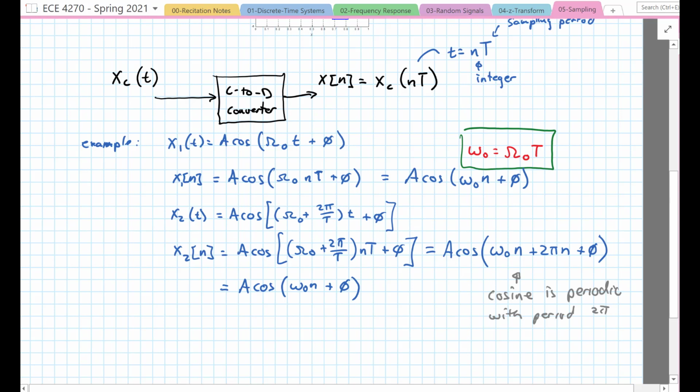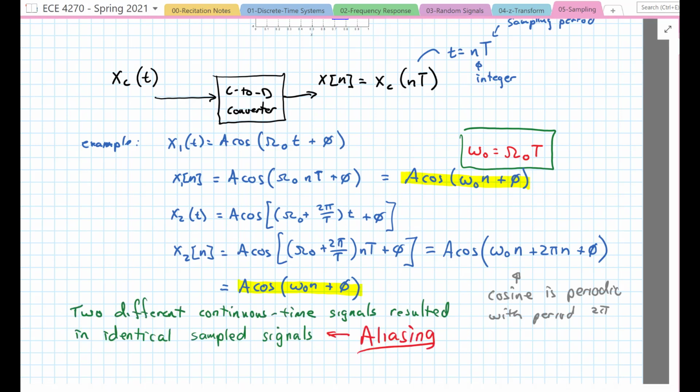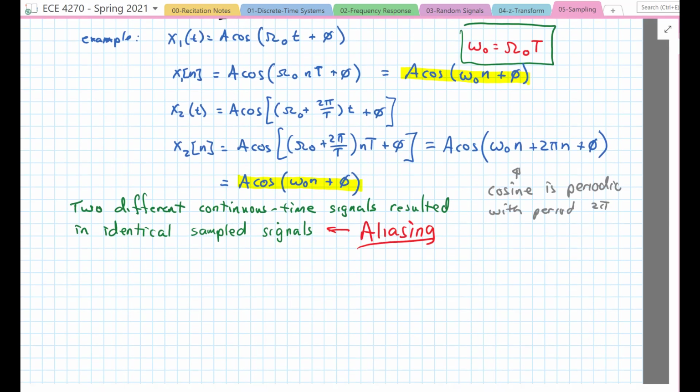Okay, so this is a little bit troubling. We have two different signals that we started out with. x1 and x2 are different, and the sampled versions are identical. So that's what we call aliasing. Okay, well, if that wasn't bad enough, let's look at another example.